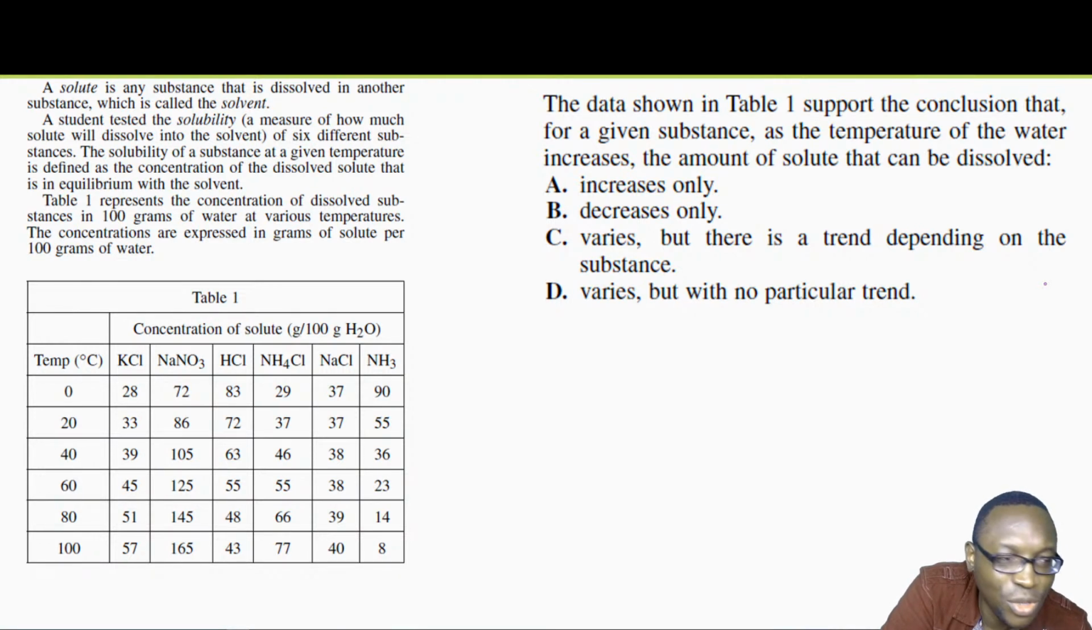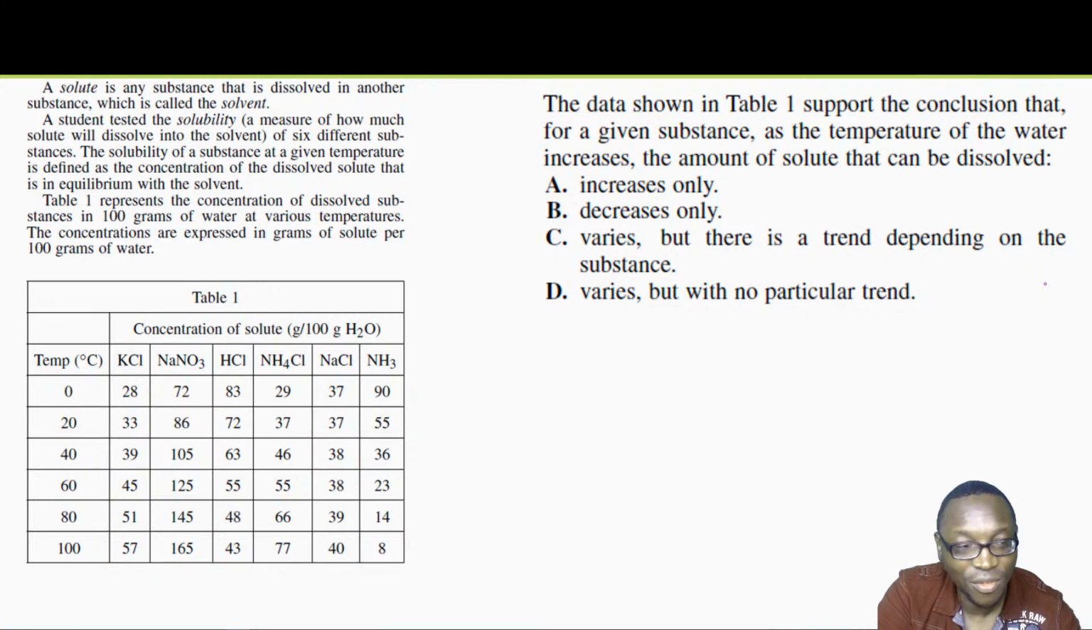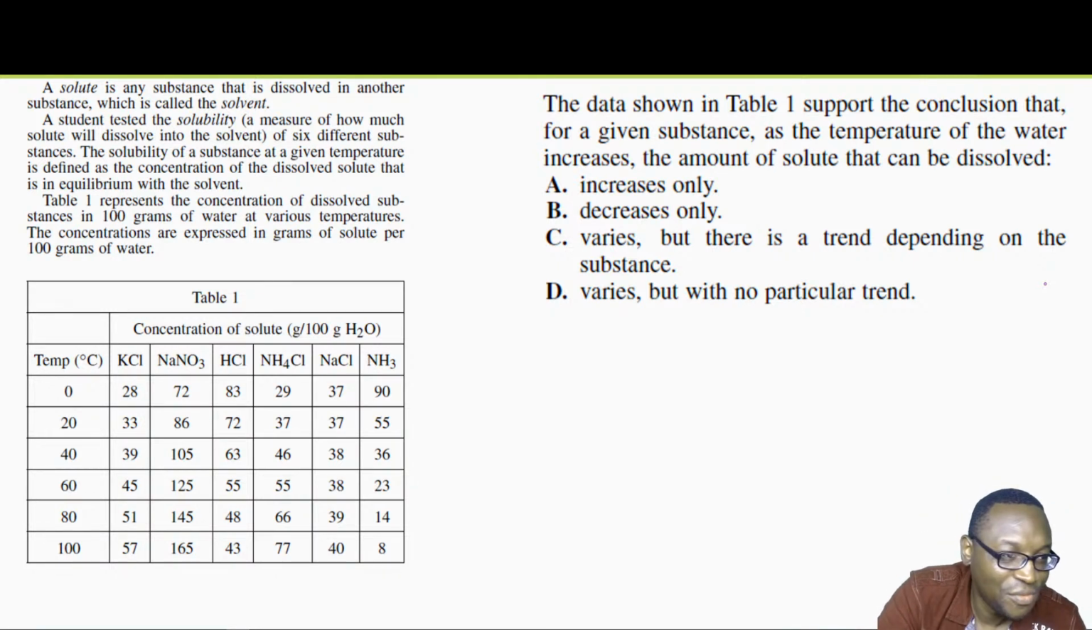Does it increase all the time? When you say increase only, it means that for every single substance, you should have an increase. When you say decrease only, it means that for every single substance, I want you to remember that when you select an answer, it must be true for every single part of the graph or of the table. It must be true all the time. So does it decrease only? Does it vary and has a trend depending on the substance? Or does it vary but no specific or no particular trend? So those are the options that you have.